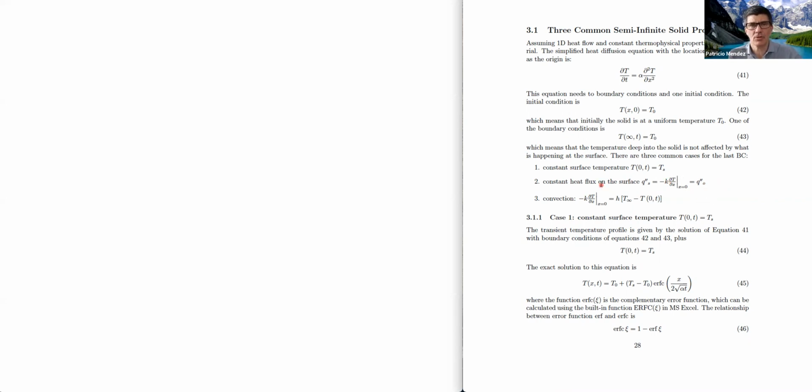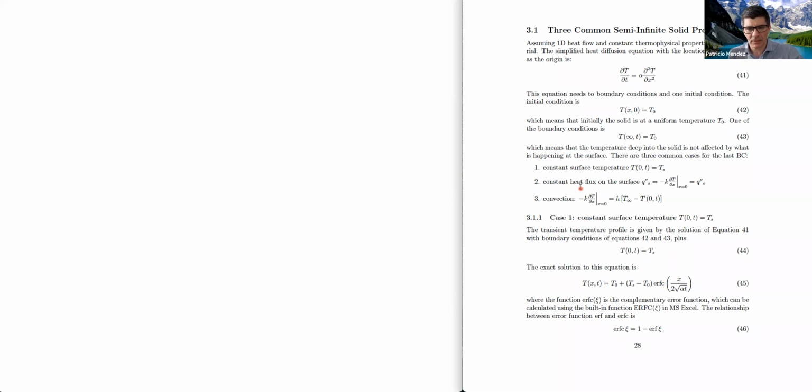A third boundary condition, which actually has a little bit more generality, is how about if we have convection on the surface of our semi-infinite solid, right? Now the boundary condition looks a little bit more tricky because it says conduction, this Fourier's law here, at the surface, x equals 0, is the same as convection on the surface. Convection boundary condition. I'm going to discuss all these three and see a little bit more what they are.